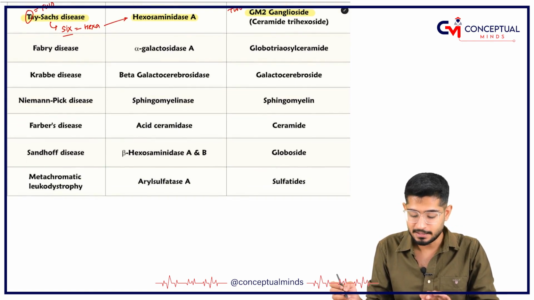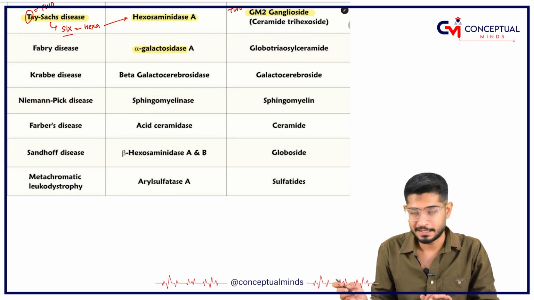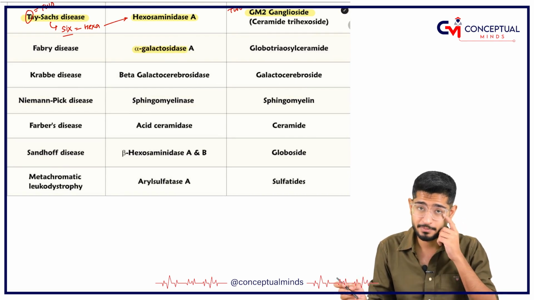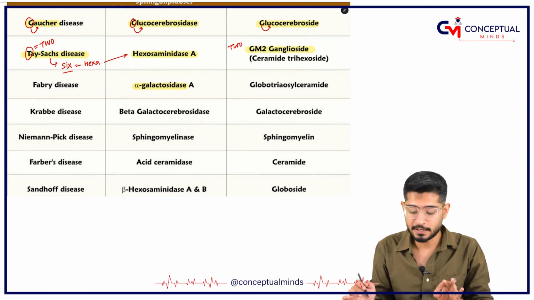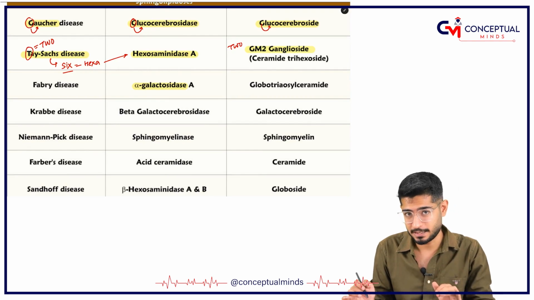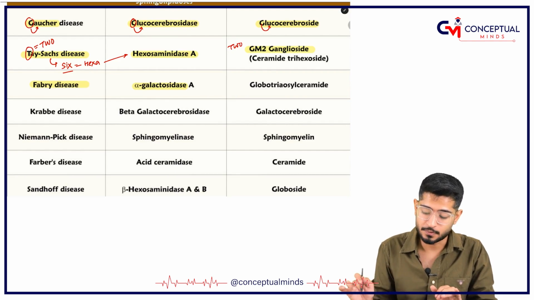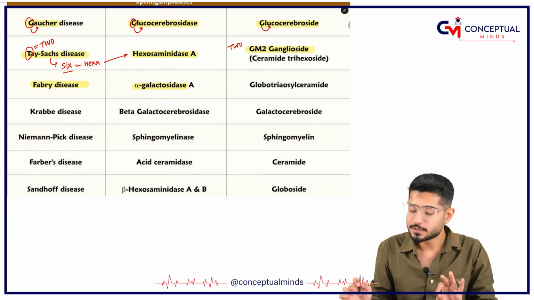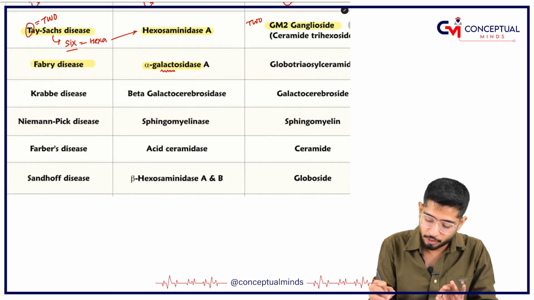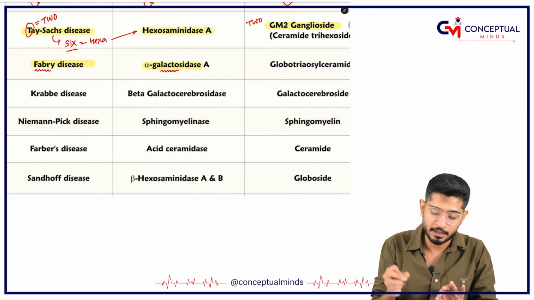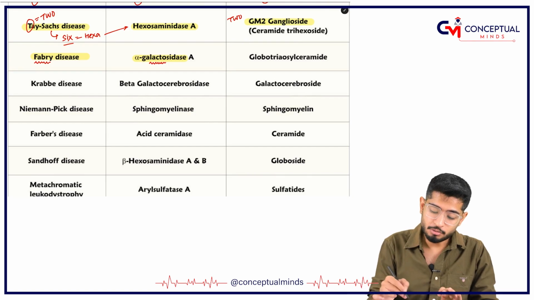Coming on to Fabry's disease. Please remember that alpha galactosidase is deficient in Fabry's disease. In Gaucher it was glucosidase, in Fabry's it is galactosidase. You're getting it? In Fabry's it is galactosidase which is deficient. Very simple thing, whenever you see a word like galacto, it is related to Fabry's disease.